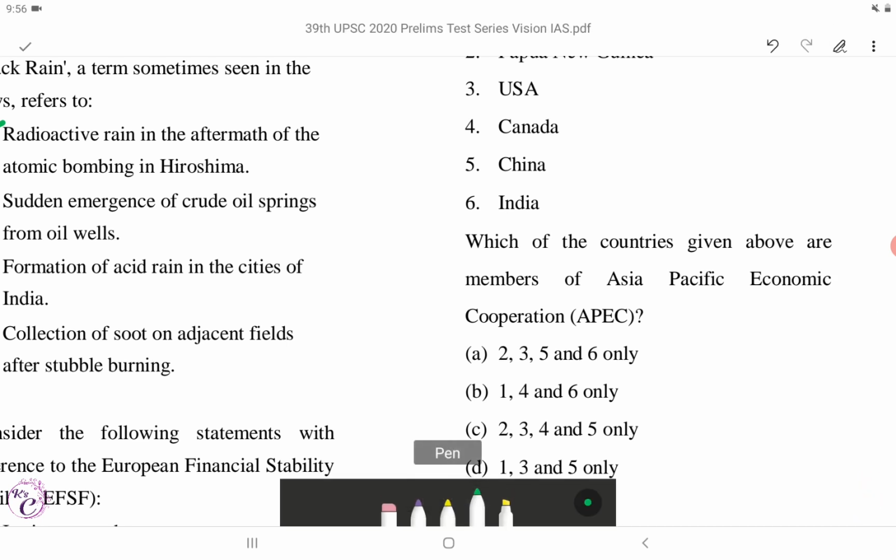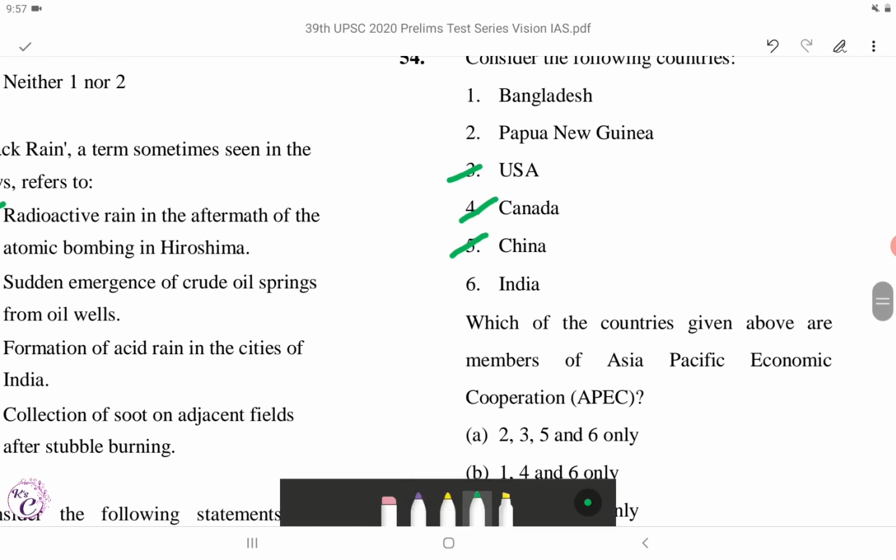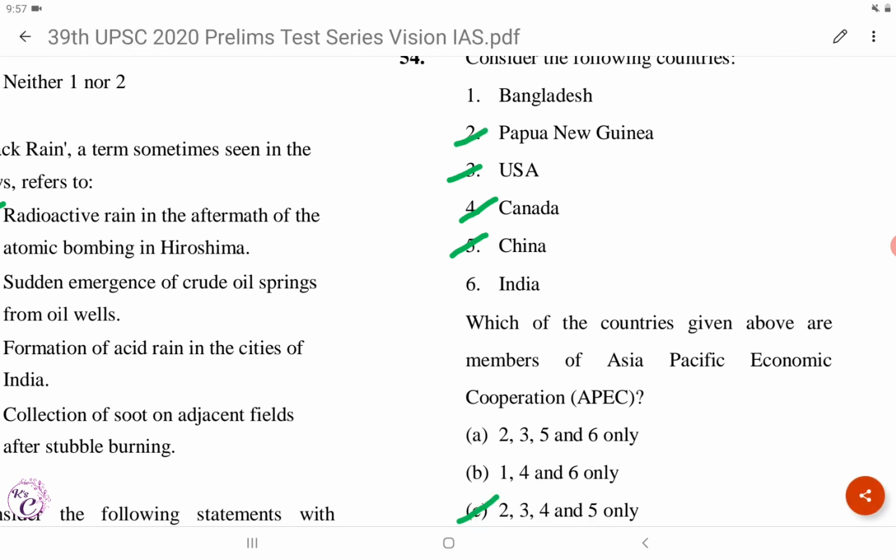The correct answer is C, that is 2, 3, 4, and 5. That is Papua New Guinea, USA, then Canada, and China.